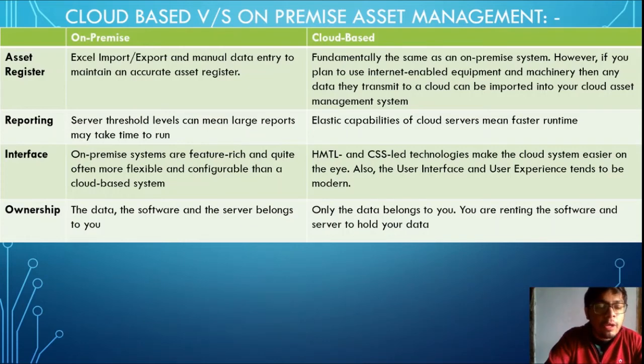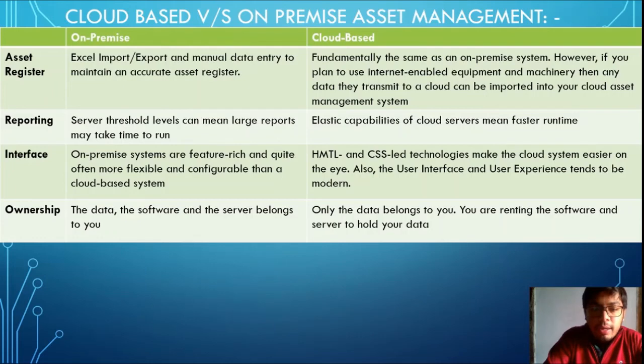Asset register. When we are talking about on-premises, it uses Excel import, export, and manual data entry to maintain an accurate asset register. So there are manual entries. There is a log maintained on the Excel sheets where the asset register should be maintained accurately. But when we are talking about cloud-based, it is more or less similar, fundamentally the same as an on-premises system. However, if you plan to use internet-enabled equipment and machinery, then any data they transmit to a cloud can be imported into your cloud asset management system.